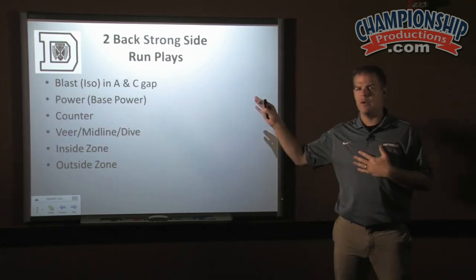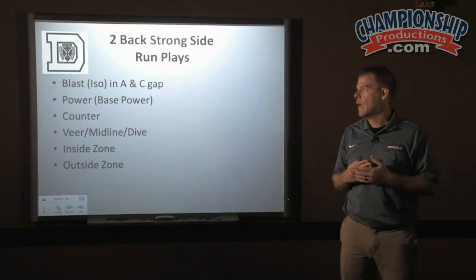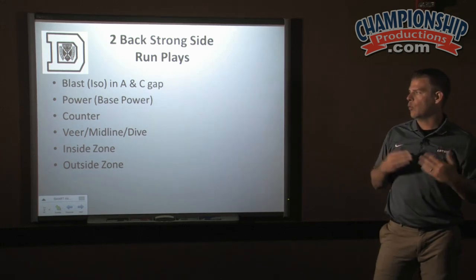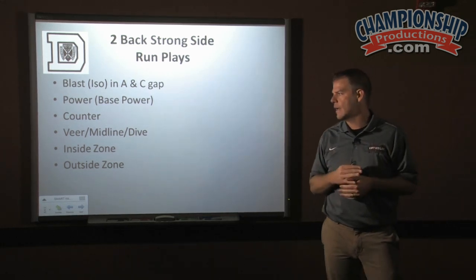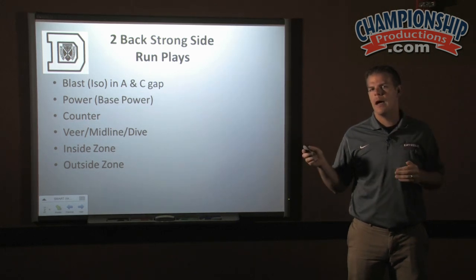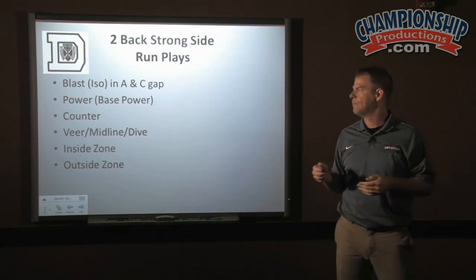So the plays we're going to show in the diagrams here would be blast or an ISO in the A and C gap, power and base power where they're based in the end, counter, the world of dive, midline, veer, inside zone, outside zone. And what you'll see is that while the plays may look different, the skill set is exactly the same, or the skills we're asking you to do are very, very similar.